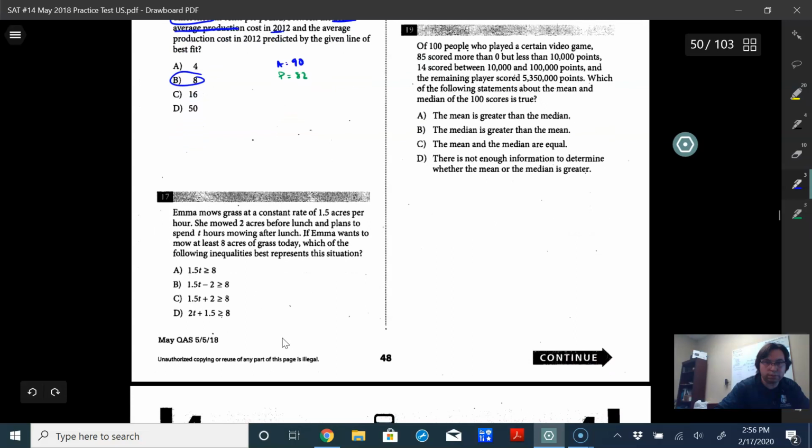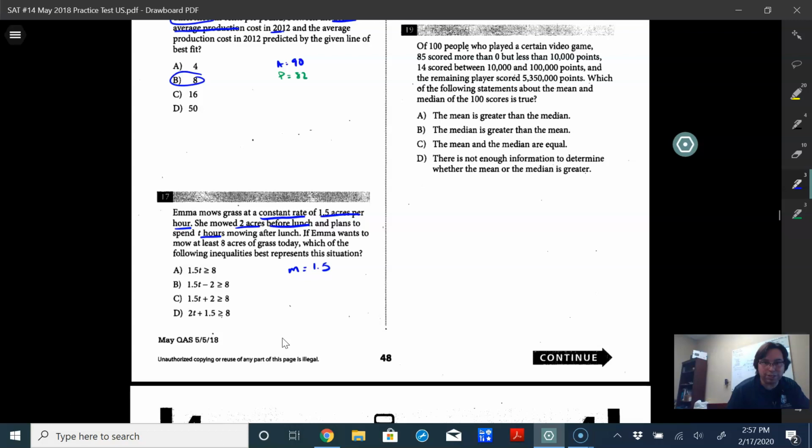Okay. Let's take a look at number 17 here. So we see that we have an inequality question. It looks like we're developing an inequality. It says Emma mows grass at a constant rate of 1.5 acres per hour. So that rate is really talking about the slope, which is equivalent to 1.5. She mowed 2 acres before lunch, okay, and plans to spend T hours mowing after lunch.